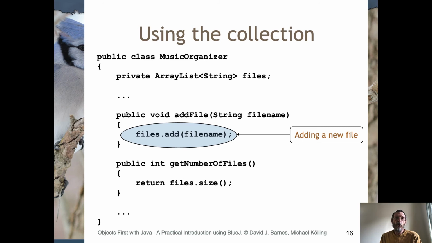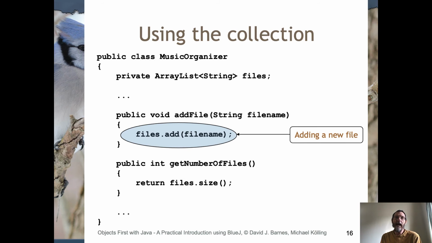Here we have a definition of an add file method in the music organizer. As we saw in the project, the add file method takes a string parameter, and what that method does is it simply hands over that string that it receives to the add method of the ArrayList object. So here we're making an external method call to the object referred to via the files variable. We're calling the add method on an ArrayList, and we're passing as a parameter the string that we want to be stored into the ArrayList.